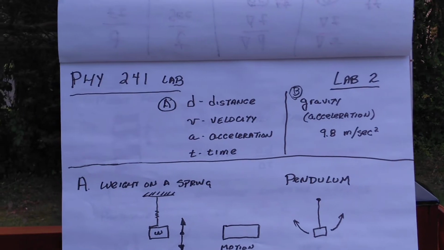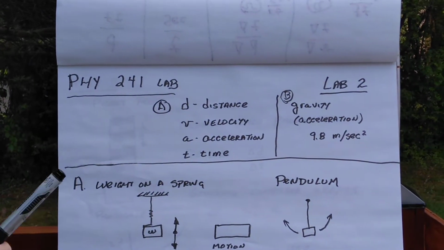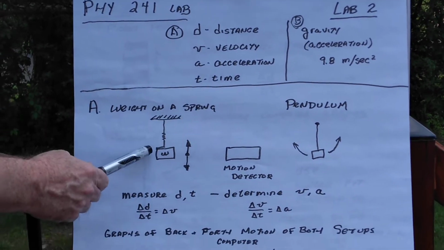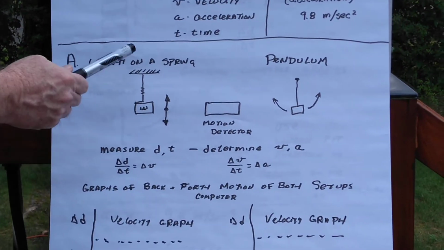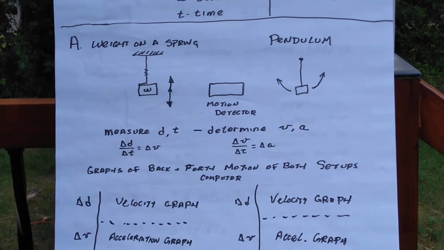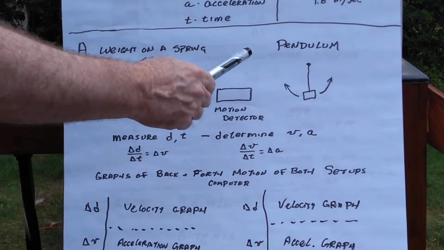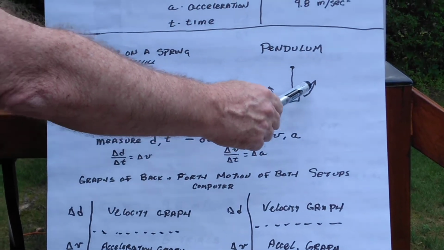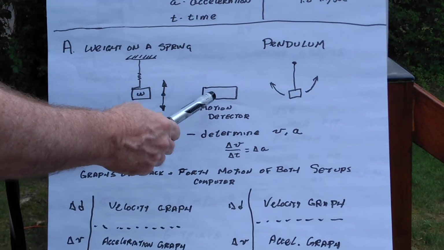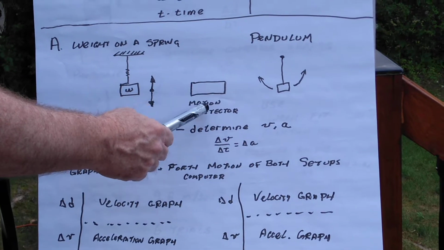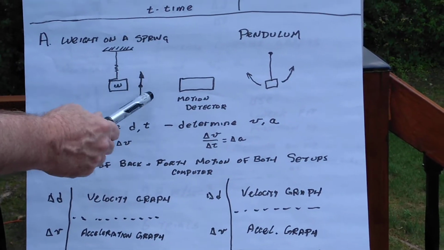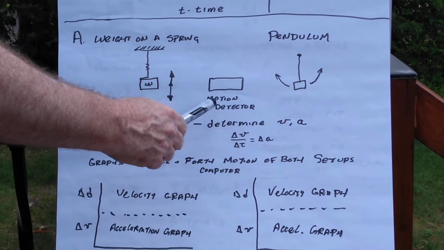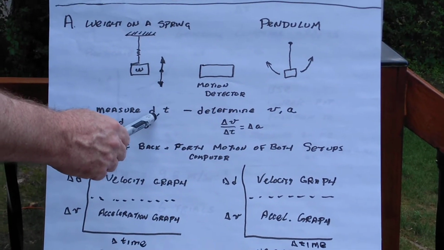In our first part of our lab, we're going to look at two scenarios. One will be a weight on a spring, and we're going to watch the spring's up and down motion. And we're also going to look at a pendulum. And here we're going to look at motion that goes back and forth. And we're going to use our motion detector to measure these distances, up and down and back and forth. And what the motion detector will be measuring is the distance related to time.